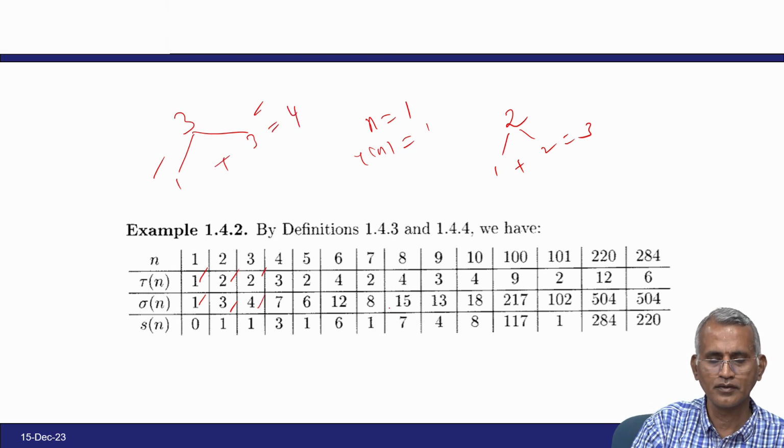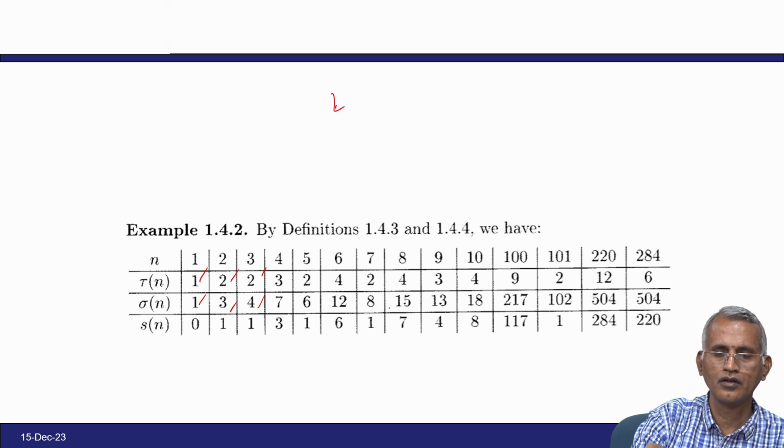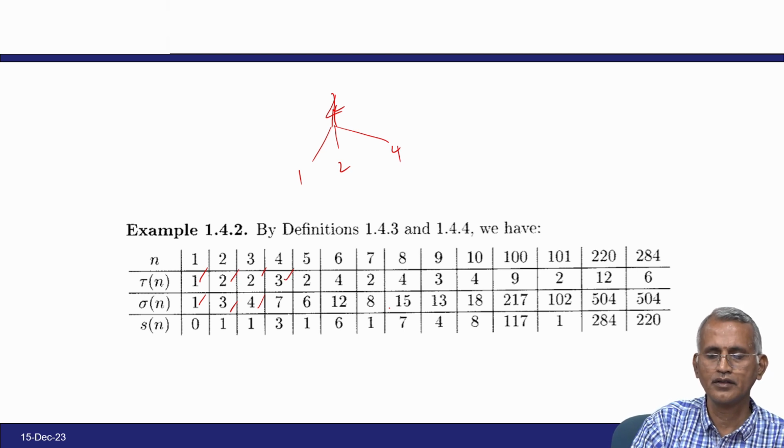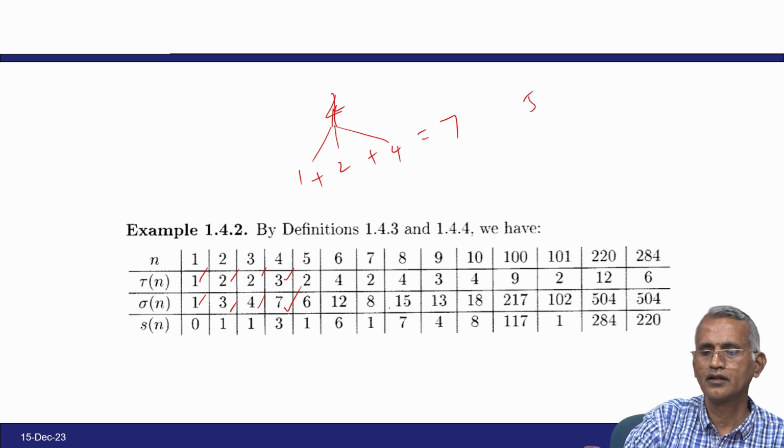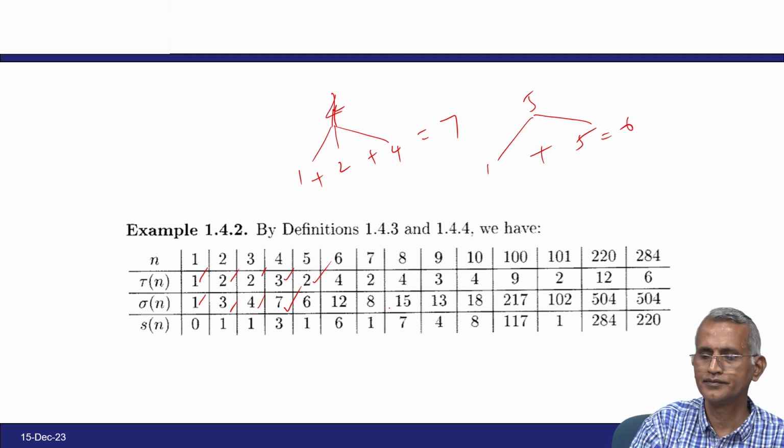You take the example of 4, right, and then what are all the divisors of 4? 1, 2 and 4. So, how many divisors? 3, therefore tau is 3, and then the sum 1 plus 2 plus 4 equal to 7. You take 5, right. So, what are all the divisors of 5? 1 and 5. So, how many divisors? 2, and the sum will be 6.